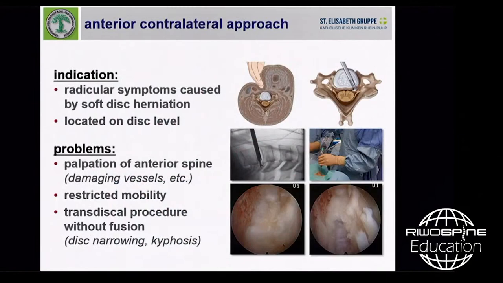Indications are radicular symptoms caused by soft disc herniation located on disc level. But we have problems with the palpation of the anterior parts of the vertebral bodies. When you're not sure that you can separate vessels and the esophagus by palpating, you have a higher risk to damage something. Restricted mobility when you are in the vertebral space, and it is a transdiscal procedure without fusion.